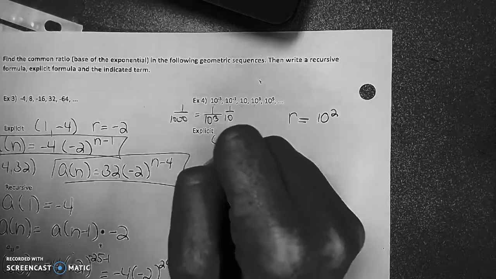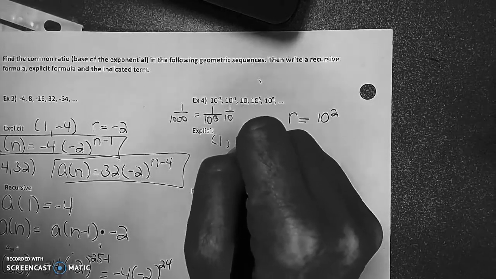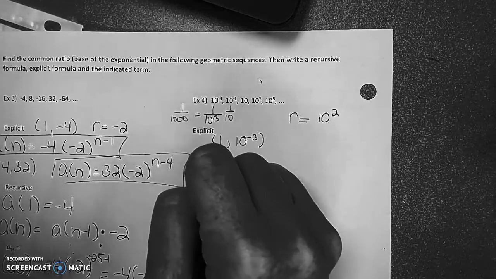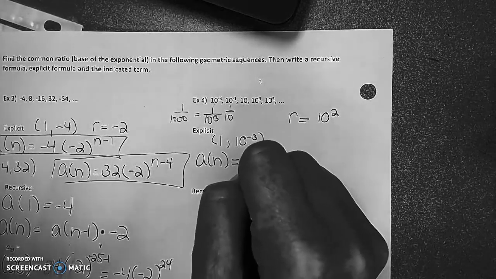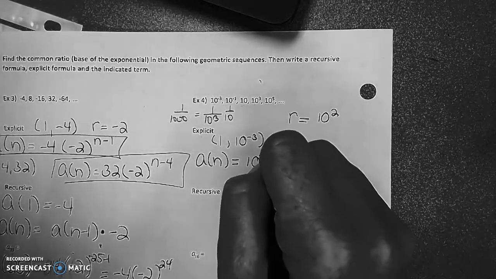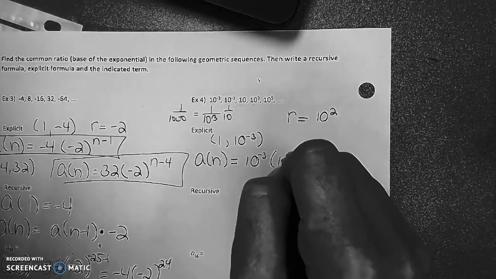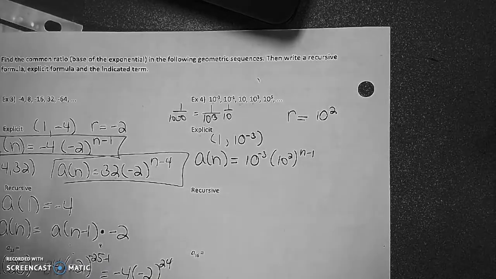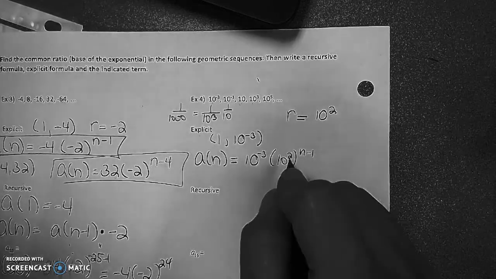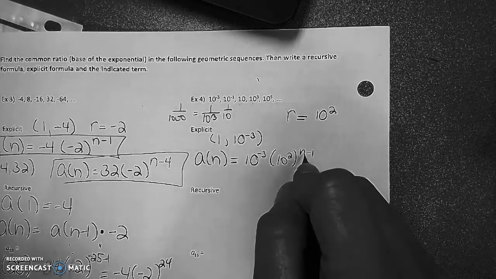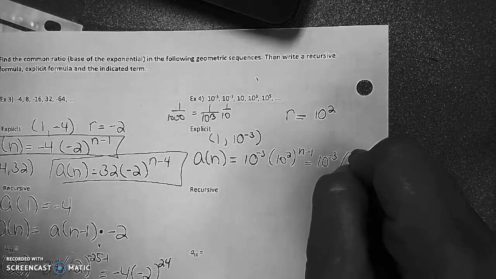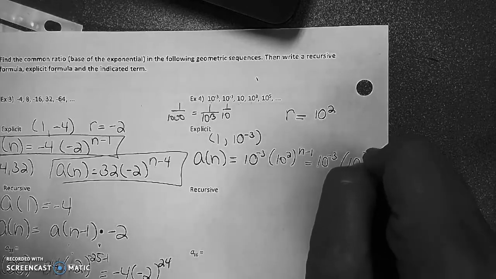So for my explicit formula, I want to remind you there's a lot of different ways we can write it. Let's use the fact that the first point is 1 and 10 to the negative 3. So that would mean a of n: I'm going to take the first term and multiply it by my common ratio, n minus 1 times. Now there is some manipulation you can do to this equation. I know that if I have a power raised to a power, I could multiply, so I could certainly write that as 10 to the negative 3 times 10 to the 2n minus 2.